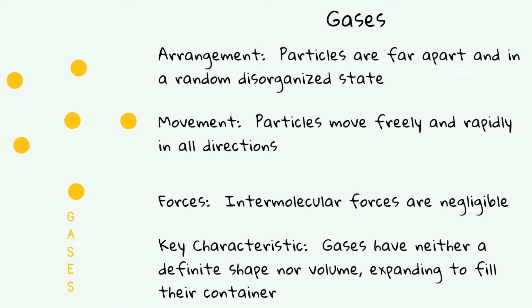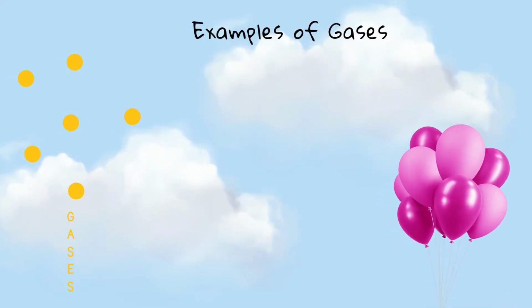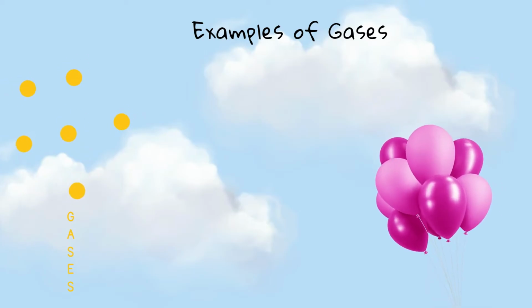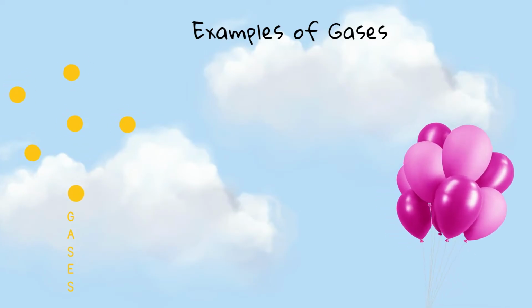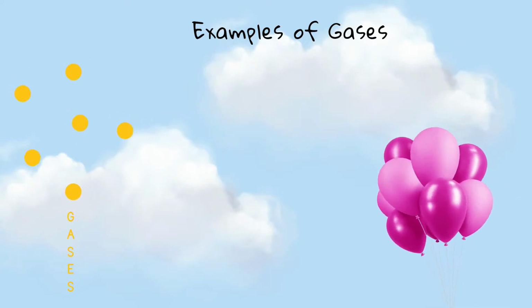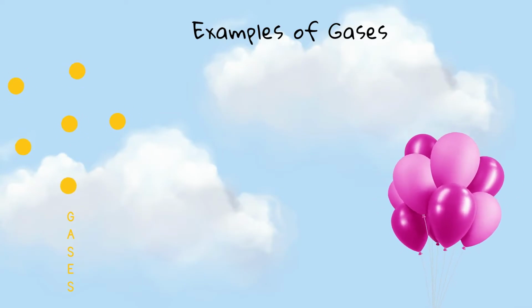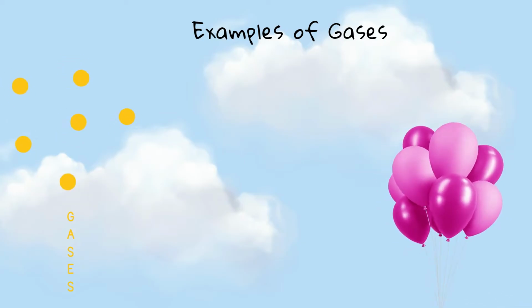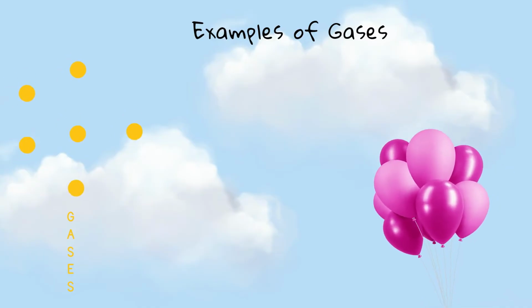The particles in a gas are far apart and in a random, disorganized state. Particles move freely and rapidly in all directions. Intermolecular forces are negligible. Gases have neither a definite shape nor volume, expanding to fill their container. Here are some examples of gases. Air is an example of a gas. In balloons, you will find helium gas, which is lighter than air, which enables it to float. Clouds are special because they exist as all states of matter.